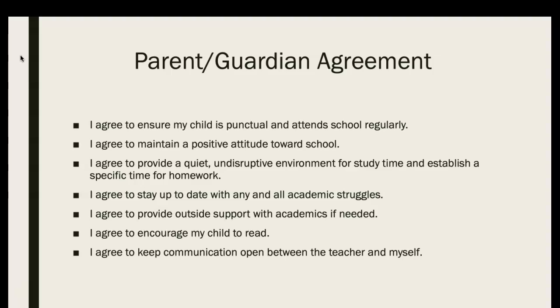This is a sample of the parent-guardian agreement. It will ensure the child is punctual and attends school, maintains a positive attitude towards school, and agrees to provide a quiet and undisrupted environment for study time at home at a specific time, stay up to date with any and all academic struggles that their student may have, provide outside support with academics if needed, encourage the child to read at home and outside of school, and keep communication open between the teacher and the parent.